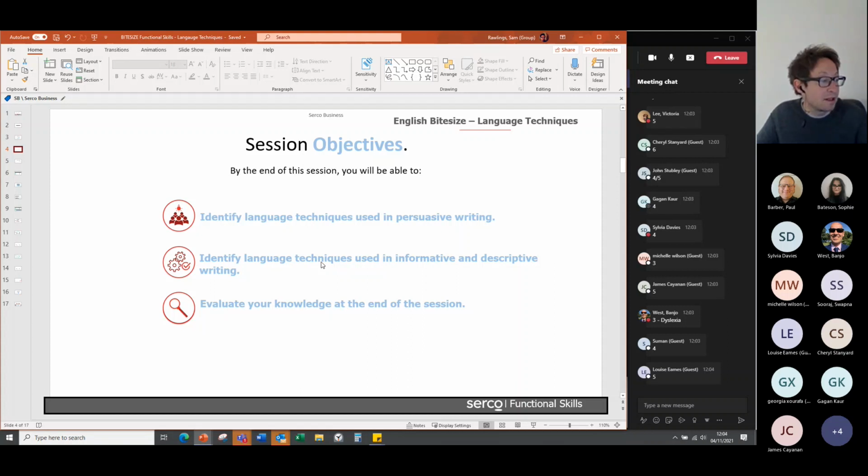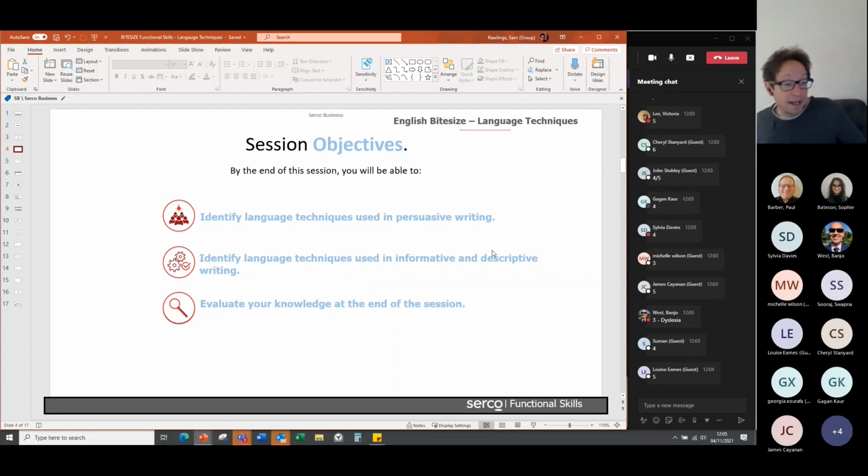The second part of the session, we're going to focus on looking at informative and descriptive language techniques. So again, same thing, by the end of that, you should be able to look at a passage of text and pick out some informative or descriptive language techniques. We are going to focus on those two.